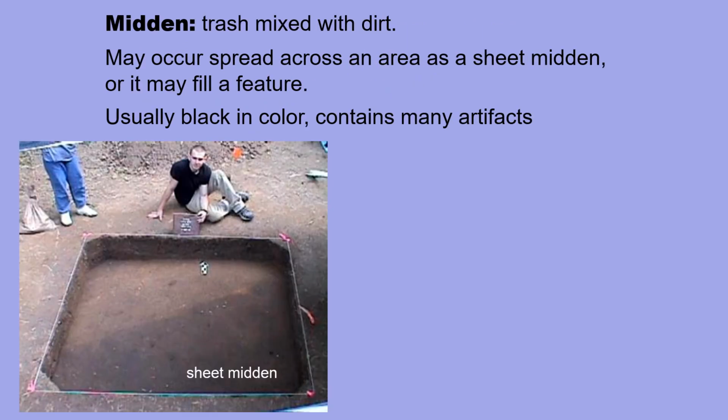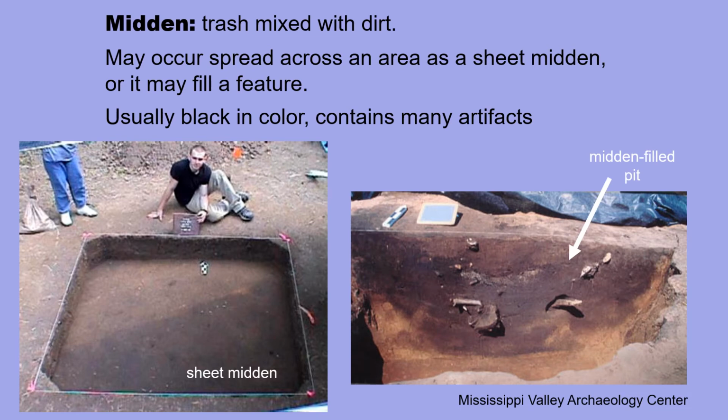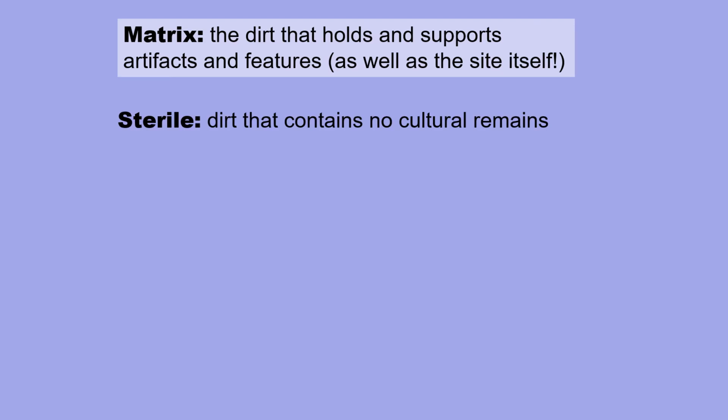Midden is trash mixed with dirt. It may occur spread across an area as this sheet midden, or it may fill a feature. Midden is usually black in color because it has so much organic material mixed in with the dirt, and it contains many artifacts. Matrix is the dirt that holds and supports artifacts and features, as well as the site itself. Sterile refers to dirt that contains no cultural remains.